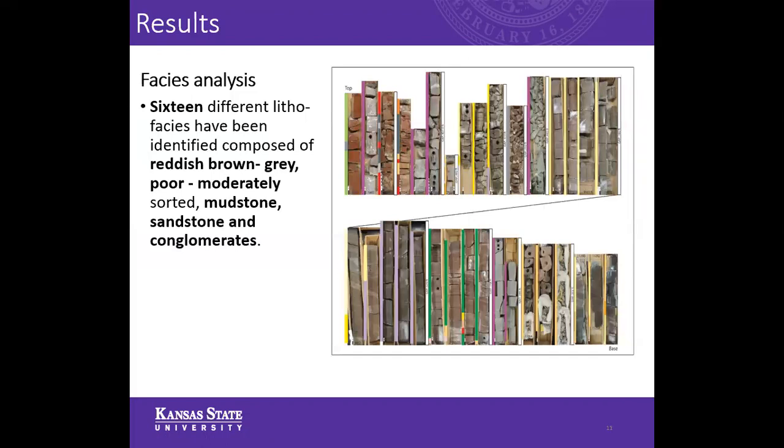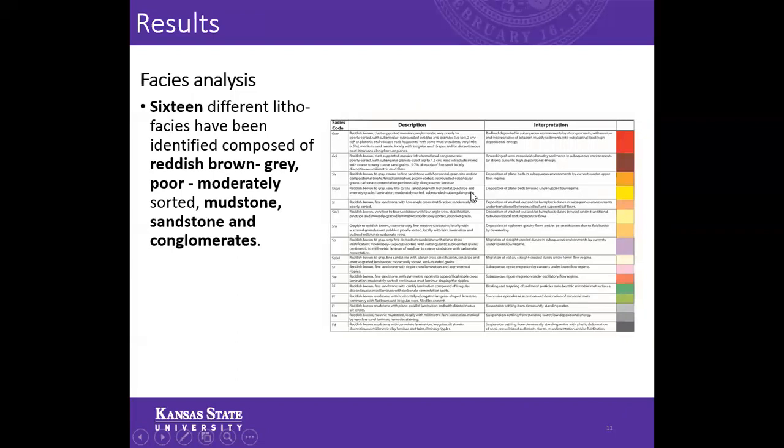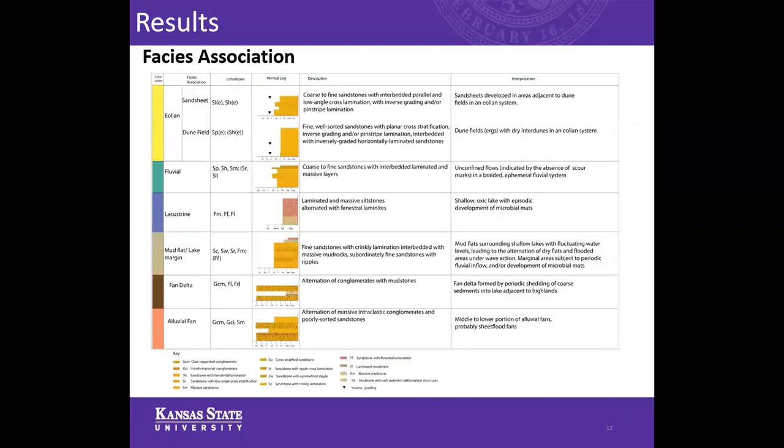Let's look at the results. Within our entire studied interval, which is presented here with this image, we identified 16 different lithofacies. The color bars on the side correspond to that of the facies tables, where we recorded the facies code, description, and interpretations. Altogether, we identified that our study interval included reddish brown to gray, poor to moderately sorted mudstone, sandstone, and conglomerates. From that, we established 6 facies associations indicative of their depositional environment.